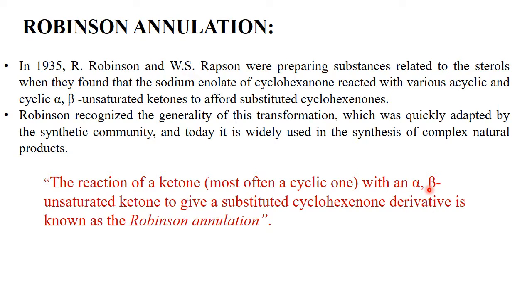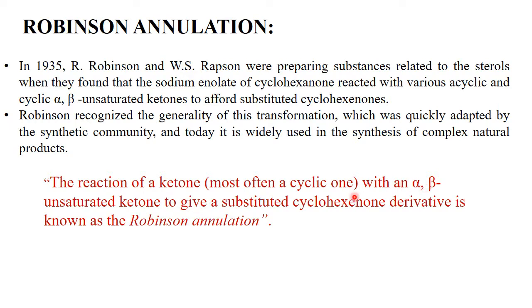Definition of Robinson annulation reaction. The reaction of a ketone, which may be cyclic or acyclic, but most often it is a cyclic one, with an alpha beta unsaturated ketone to give a substituted cyclohexenone derivative in the presence of acid or a base, is called the Robinson annulation reaction.